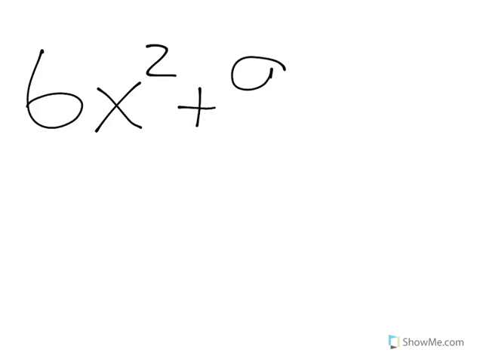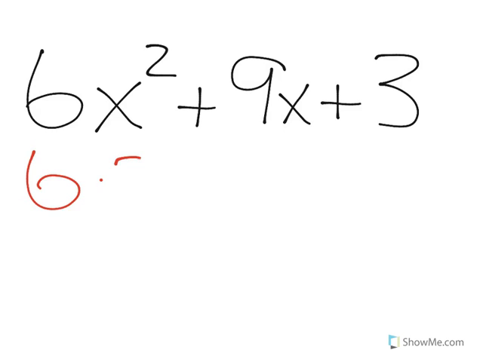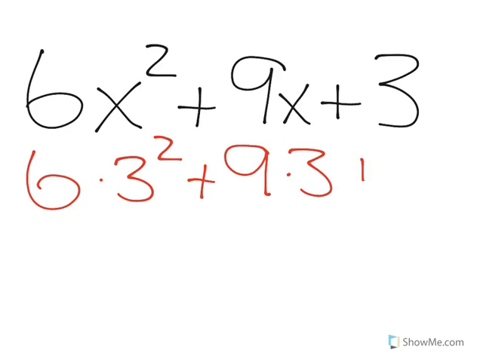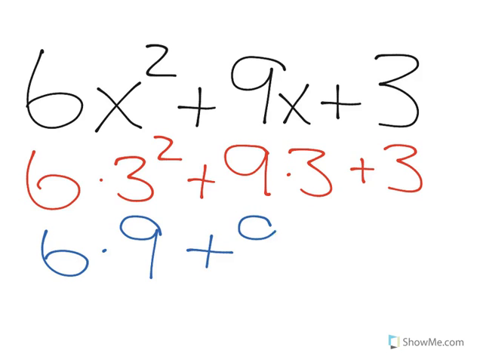Number 3, the algebraic expression 6x squared plus 9x plus 3. And this time it says x is 3. So I'm going to go ahead and replace it, and that's 6 times 3 squared, 9 times 3 plus the 3. So as I work this out right here, I know my exponent is 3 to the second power or squared, so that says 3 times 3, which is 9.